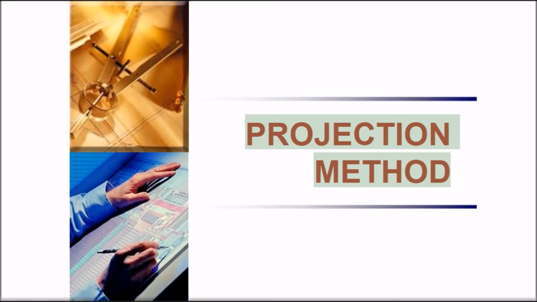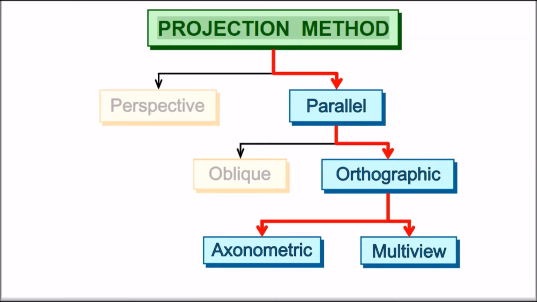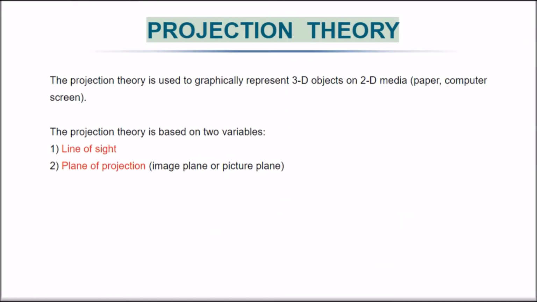Projection method. Projection theory. The projection theory is used to graphically represent 3D objects on 2D media, such as paper or a computer screen. The projection theory is based on two variables. 1. Line of sight. 2. Plane of projection, image plane or picture plane.